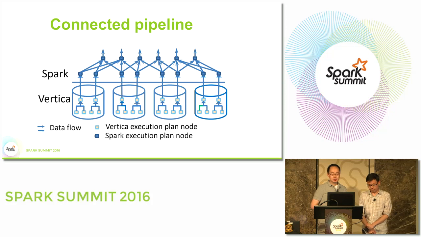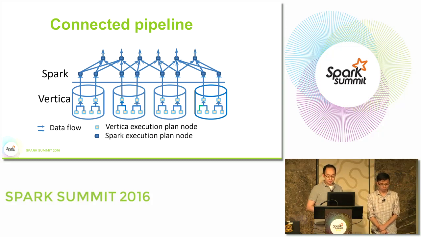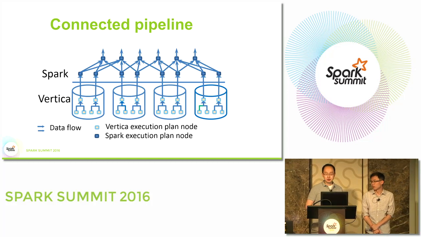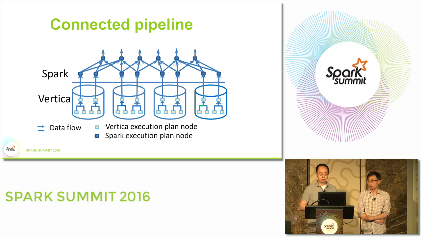Right. In the above, this is a Spark execution pipeline, and below, this is a Vertica execution pipeline. Our connector will connect these two parts of an execution pipeline, and the result data of the Vertica execution pipeline will be fed into the Spark execution pipeline. So in this way, we can connect these two parts into a single one, and we also enable the computation pushdown into Vertica.